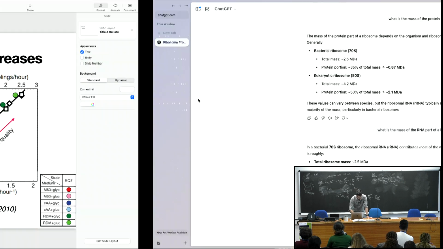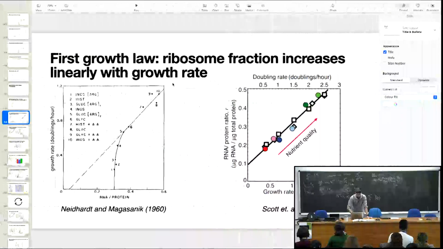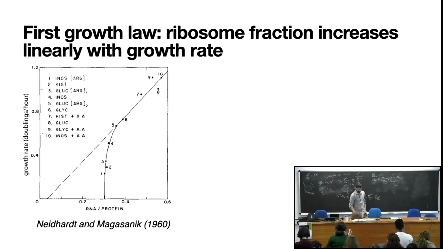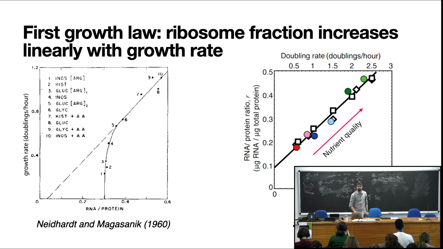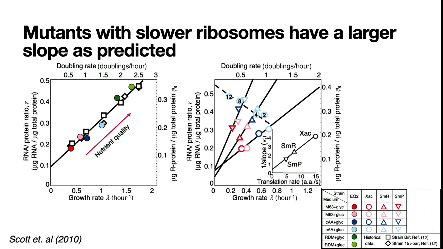What you should really do is go to, for instance, this very nice website called Cell Biology by the Numbers, and it tells you everything that you want to know. These are numbers that are very well known, because people measure these things all the time. So you assume that a ribosome consists of two parts, a protein part and an RNA part, and then you divide its mass into these two parts. Yes, exactly.